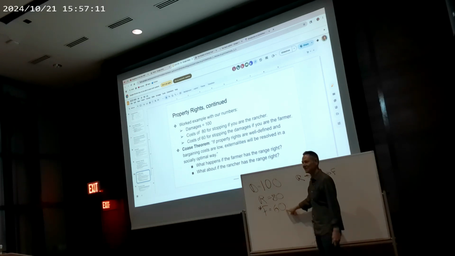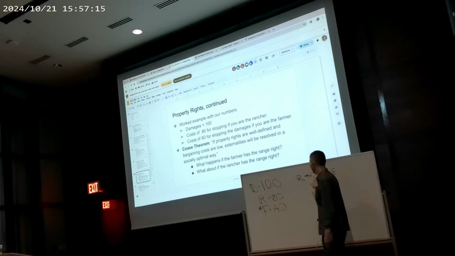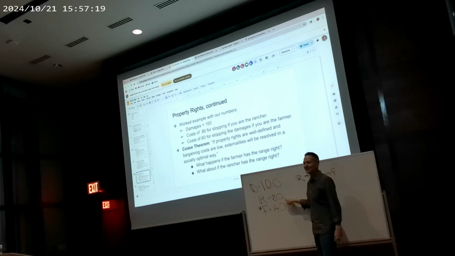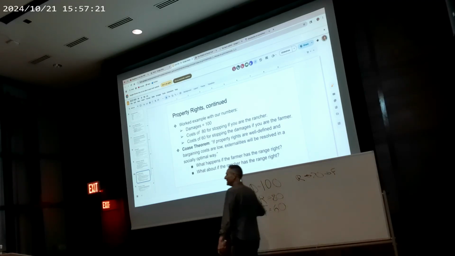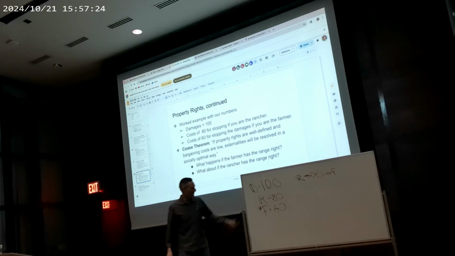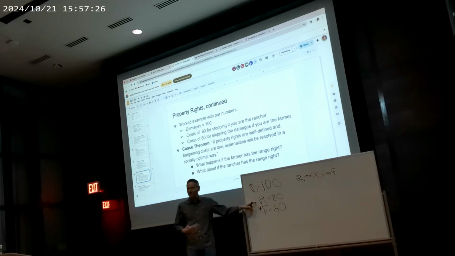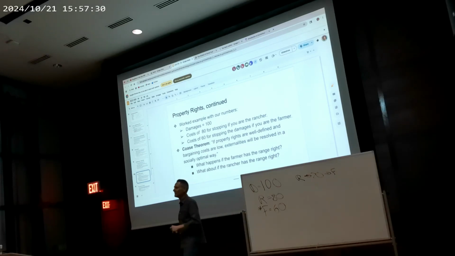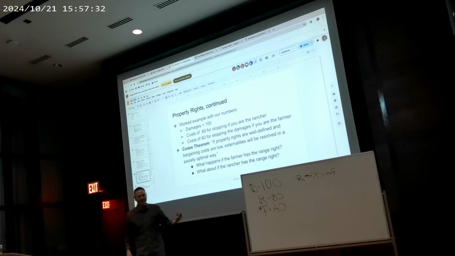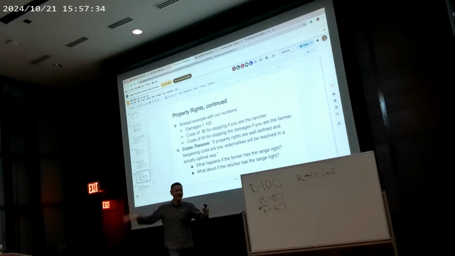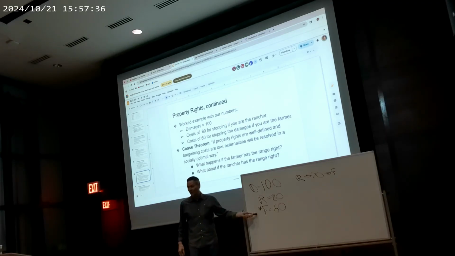Now, the interesting thing here is this benefits not only the farmer. 70 is greater than 60, but the rancher benefits too, because 70 is less than 80. So buying the property right, even though the rancher seems like the one who should stop the damages, actually benefits both of them. And from society's perspective, the damages are controlled as we wanted in the cheapest possible way, which we also wanted.